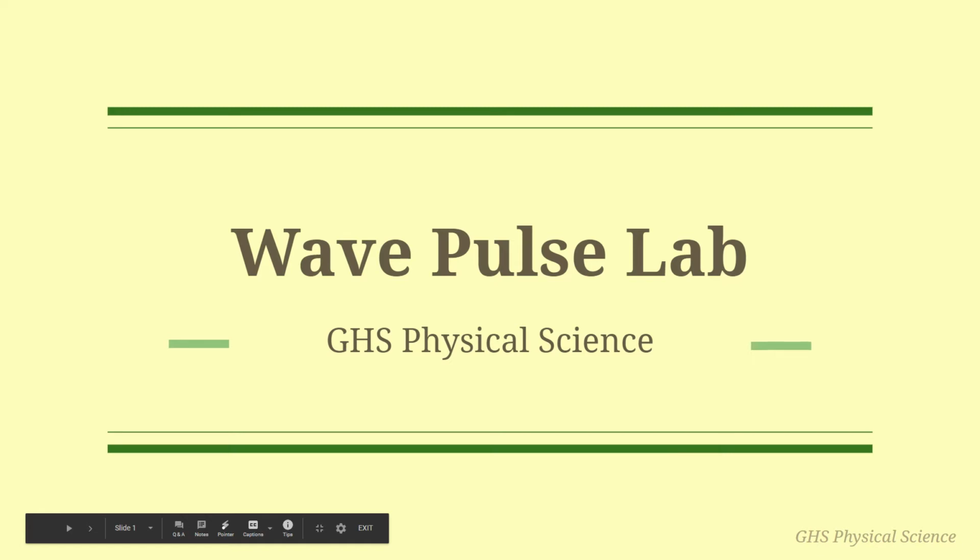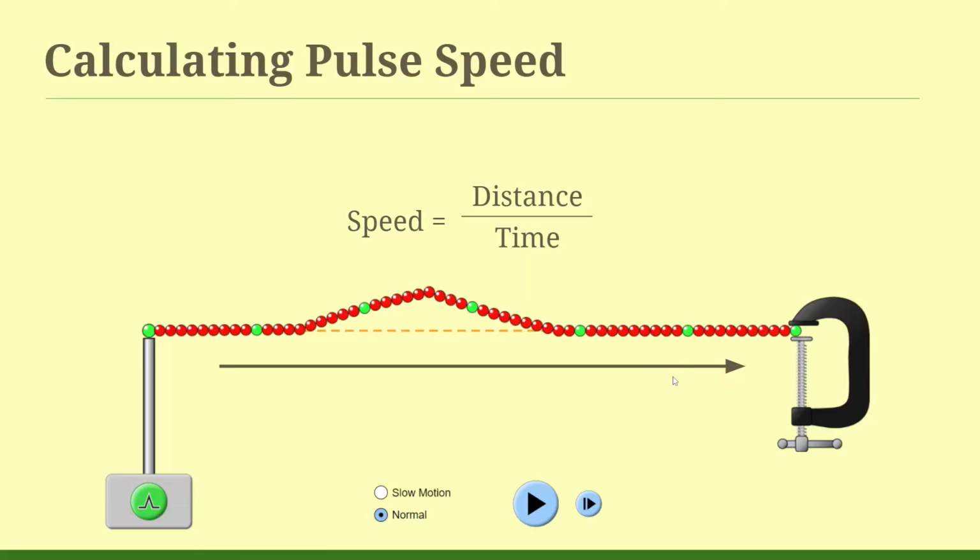So for the wave pulse lab that we started working on yesterday, you're going to be calculating the speed that the wave travels at by taking the distance between the wave generator and the clamp, and then dividing it by the time that it takes for the wave to go from one end to the other. And remember that you're going to measure that time 3 times for each amplitude, or in 3 trials, and then finding the average of those 3 trials to calculate your average speed.